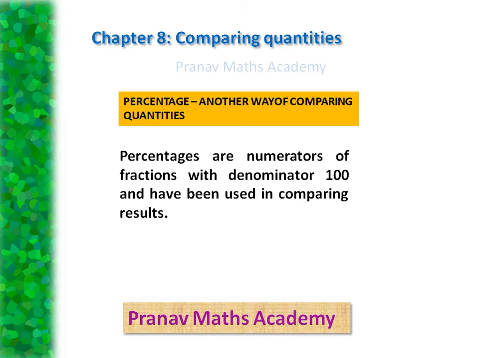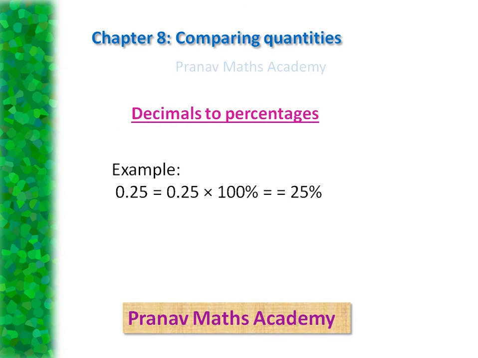Percentage is another way of comparing quantities. Percentages are numerators of fractions with the denominator 100 and have been used in comparing results. Decimals to percentage. To convert decimal to percentage, simply multiply by 100. Here for example 0.25 is equal to 0.25 into 100, that is equal to 25%.